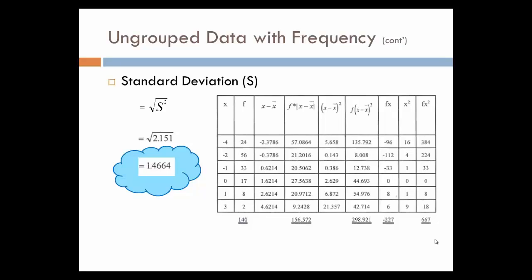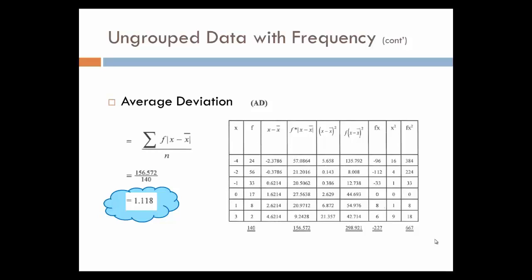So there are so many ways of skinning the cat. If we wanted to find the average deviation, we just take 156.572 and divide it by 140, and that will give us the average deviation. And all these things are explained also in the class notebook. You can see on the next page we did the same thing. It's the average deviation that I just mentioned a few minutes ago, and it is simply we took column number 4 and we divided it by 140, and we get 1.118. That is our average deviation.